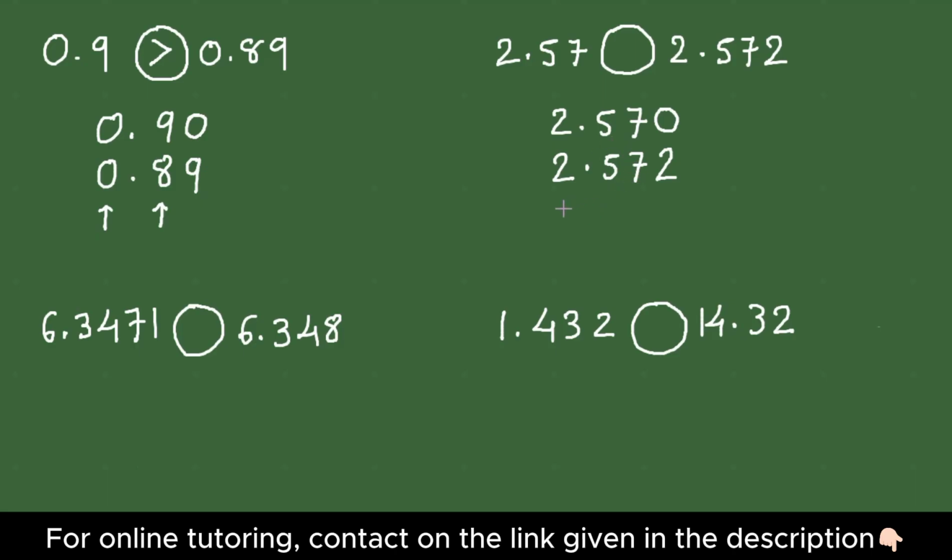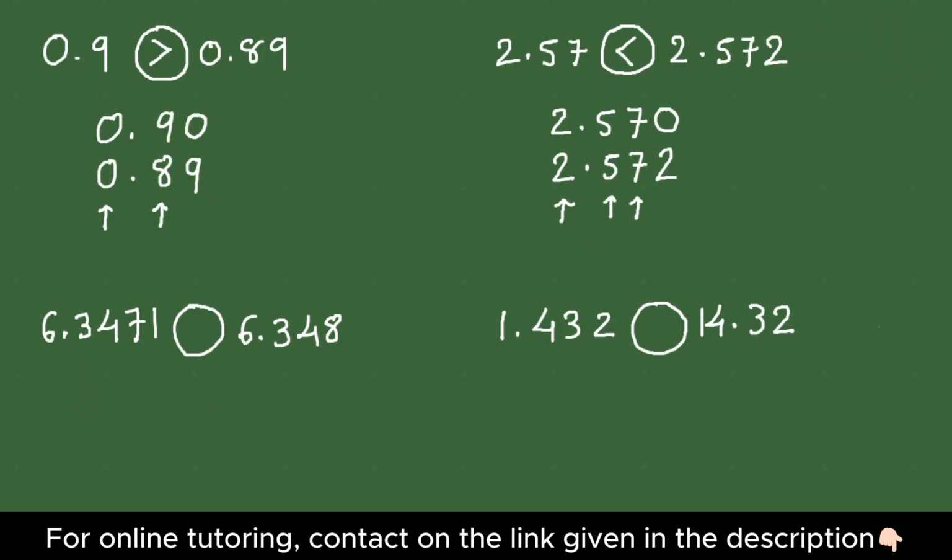Start comparing the digit from left to right. First digit is 2 which is same in both the numbers. Then we have 5 which is also same in both the numbers. Then we have 7 which is also same in both the numbers. Then we have 0 and 2. 0 is smaller than 2. So 2.570, which means 2.57, is smaller than 2.572.